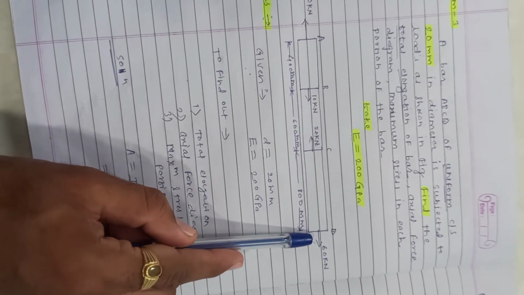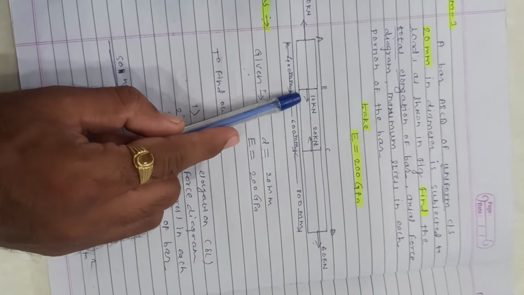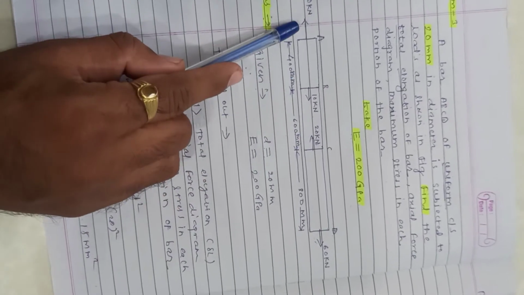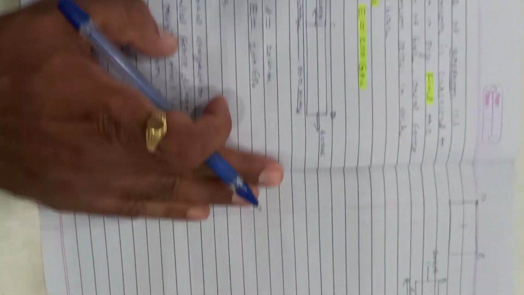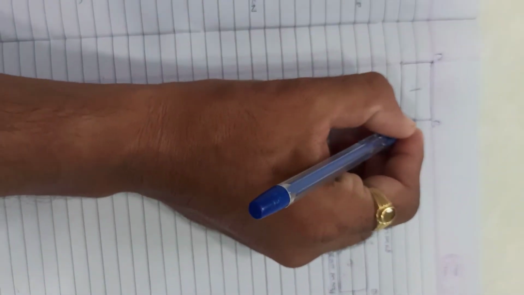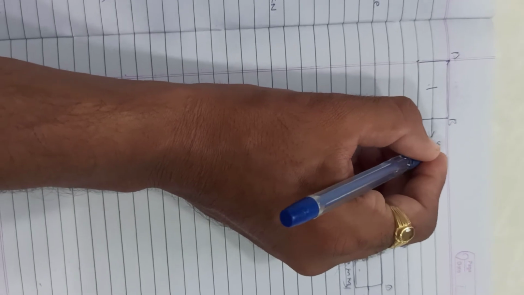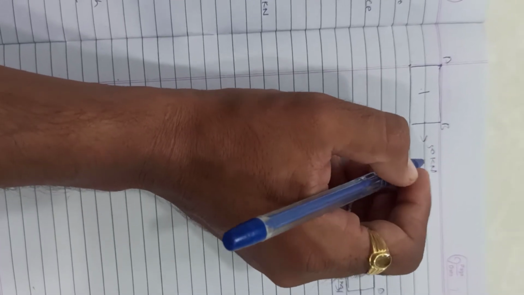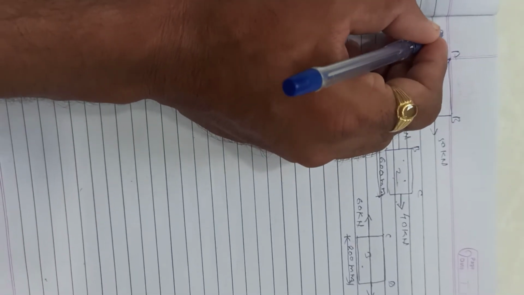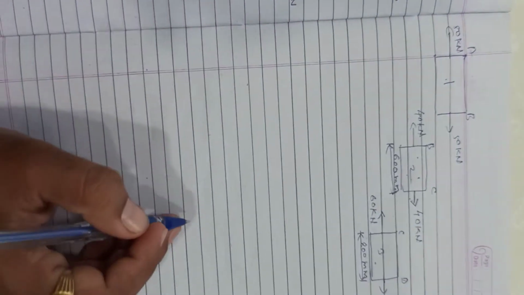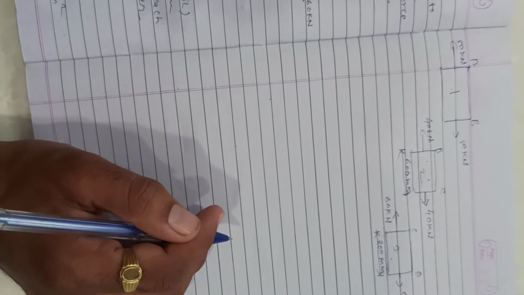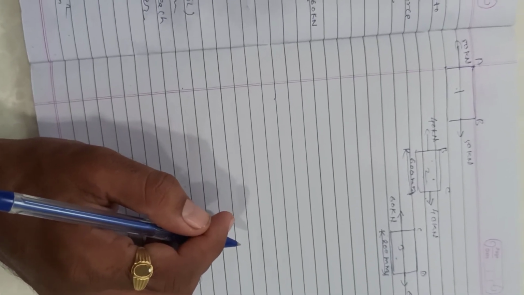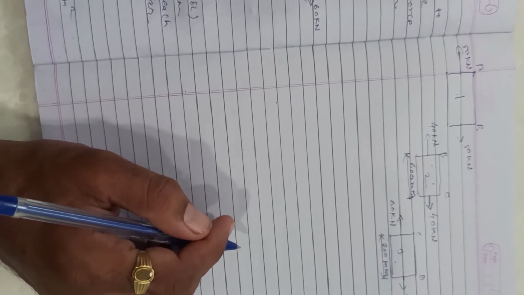So 60 plus 10 is 70, minus 20 is nothing but 50, acting to the right side. So this is also a tensile force, that is 50 kilonewton. Okay, very simple. Now to find out the total deformation, you know very well.